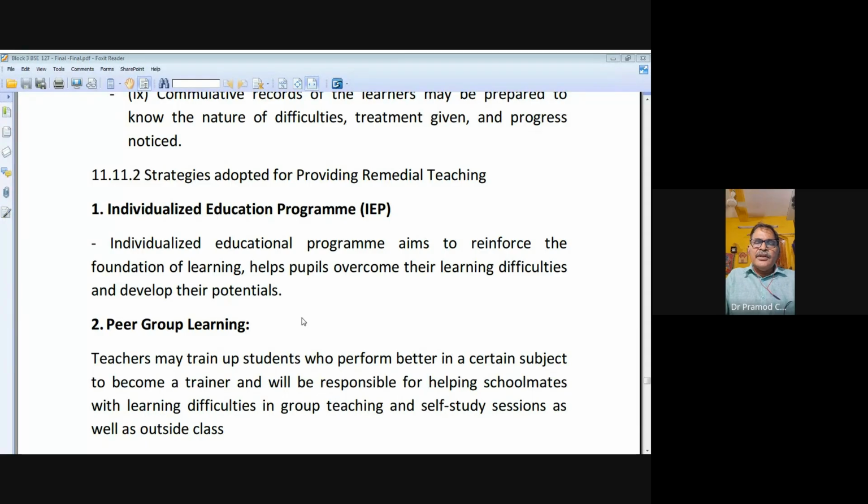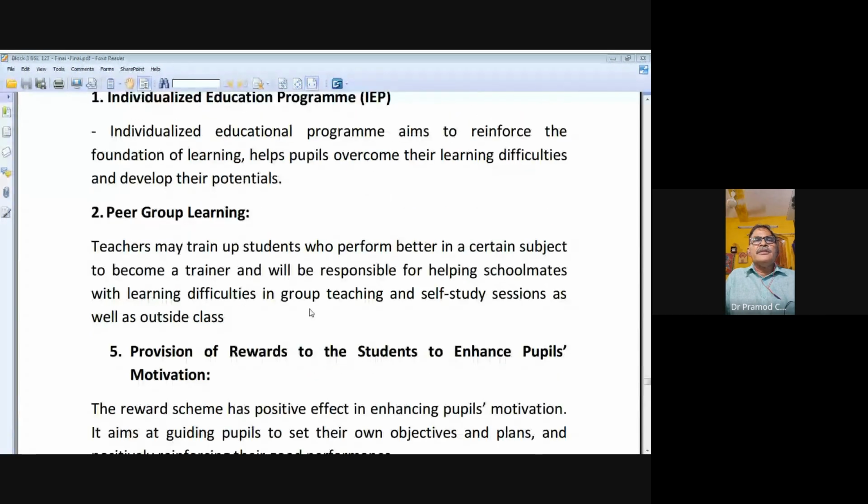Individualized education program. In the educational field, the learner is interested to learn. The teacher should provide an individualized educational program, and that will reinforce him in the learning, and it will help to overcome the learning difficulties and help to develop the potentialities of the children.